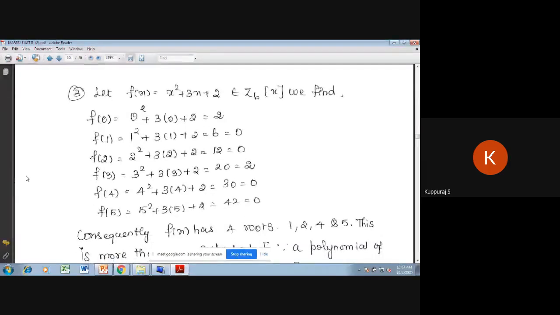So let's see the next example. Let f of x be equal to x square plus 3x plus 2 belonging to Z6 of x. So the coefficients of x square, x and the constant term belong to the set of integers mod 6, which means the coefficients of the indeterminate may be 0, 1, 2, 3, 4, 5.